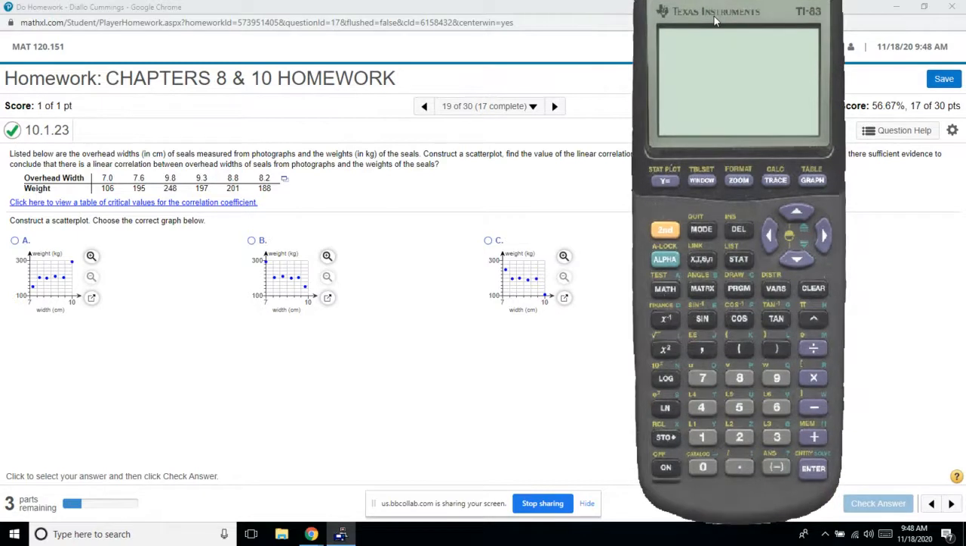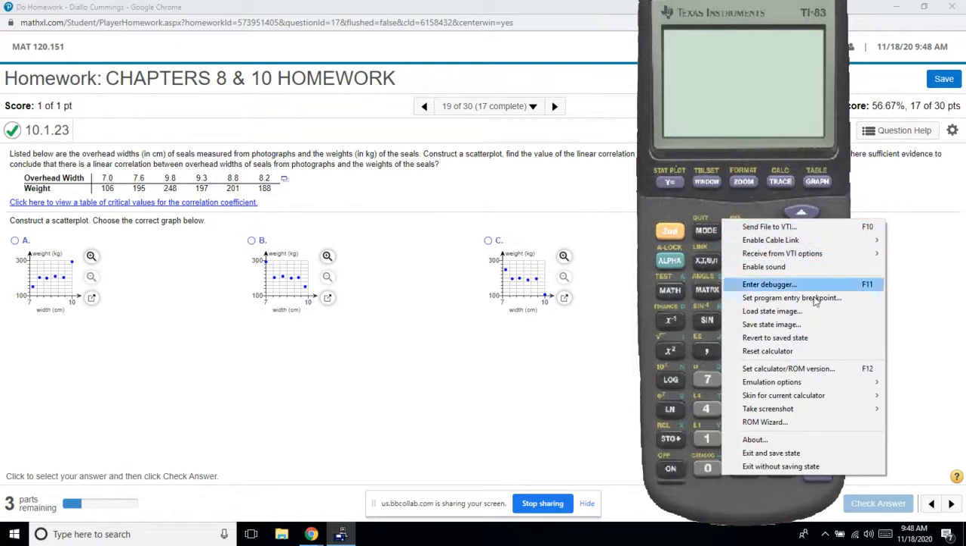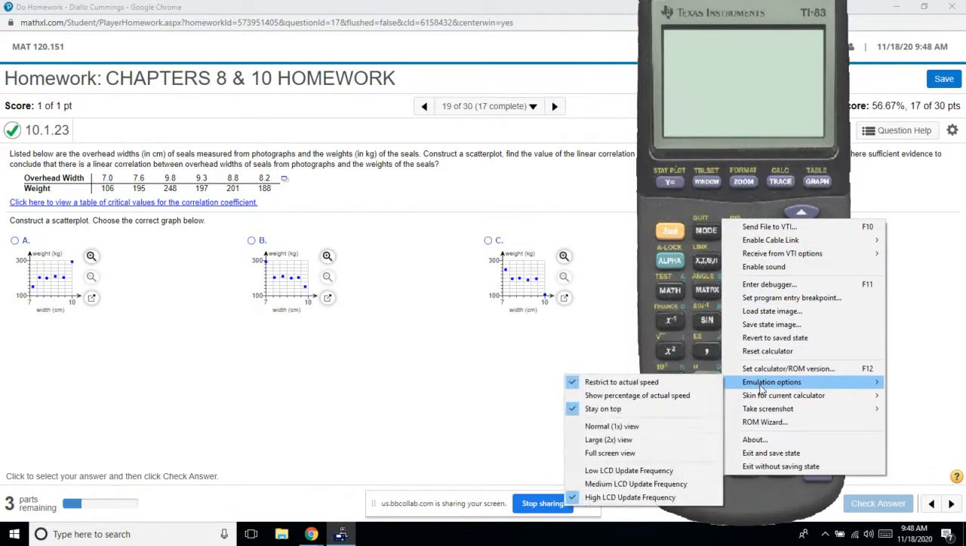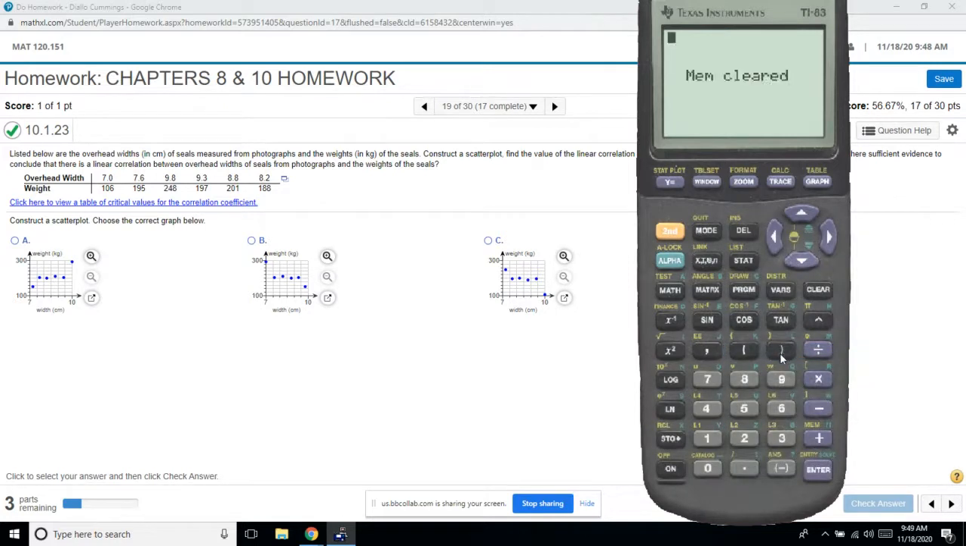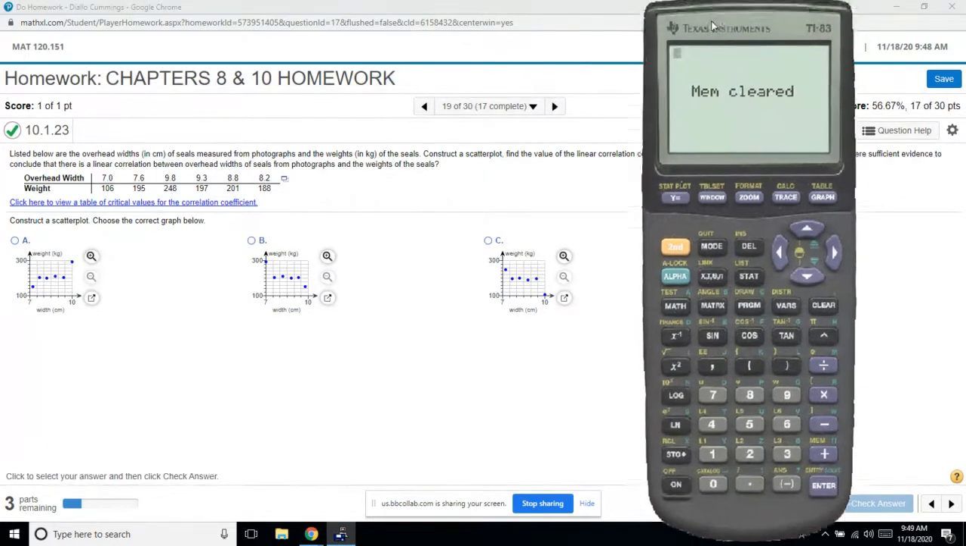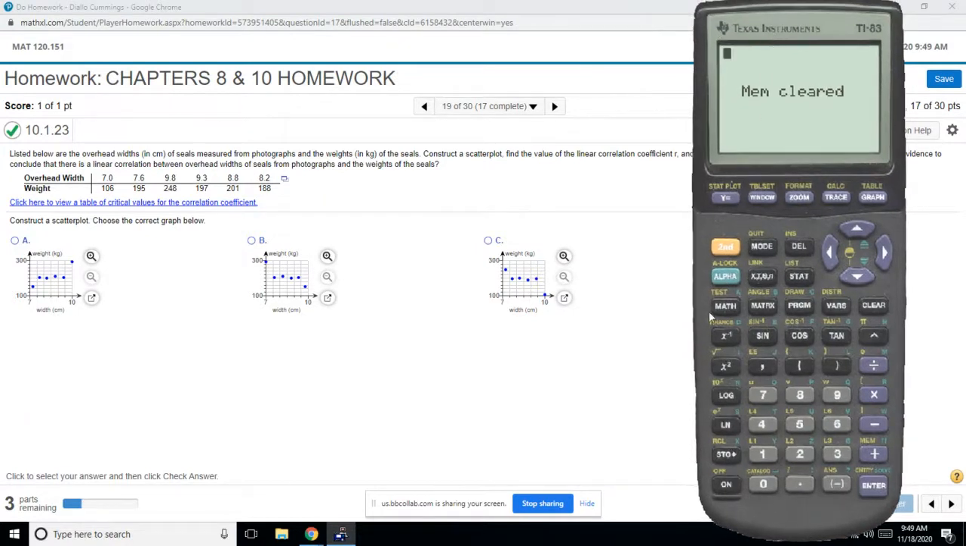All right, so the first thing I'm going to do is just reset my calculator. So now I'm using a virtual calculator, so the way I reset my calculator will be a little bit different than the way you reset yours. The reason why I'm resetting it is because we're going to change certain functions in the calculator, and if you're in the default format, you'd have to change them as well.